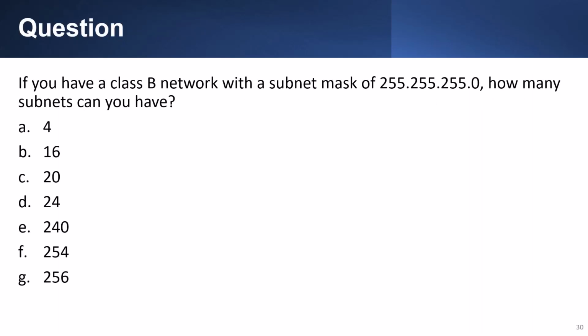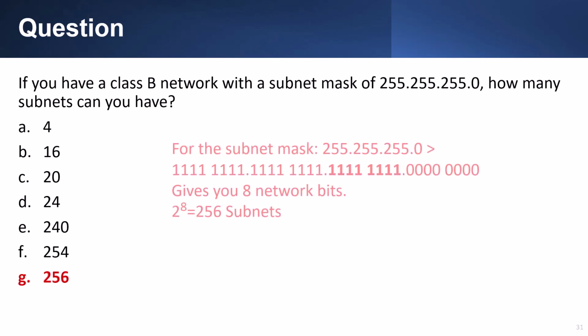Question: if you have a Class B network with a subnet mask of 255.255.255.0, how many subnets can you have? Answer: 256. The third octet is used for the subnet, which gives me 8 bits. Therefore, 2 to the 8th power gives me 256.